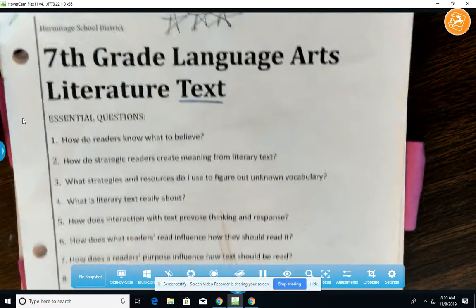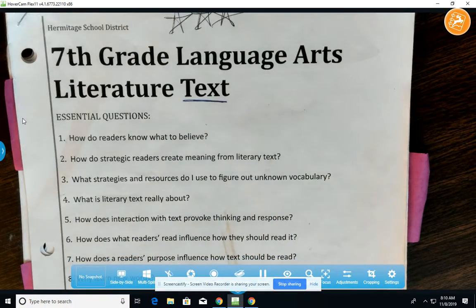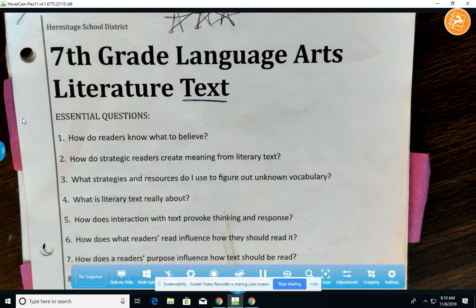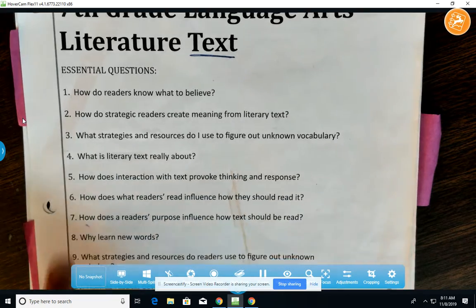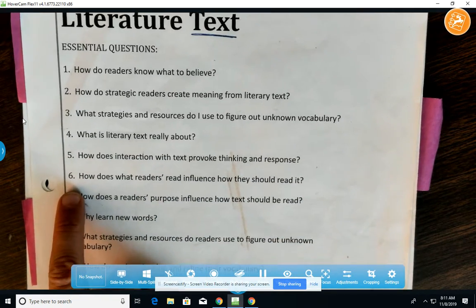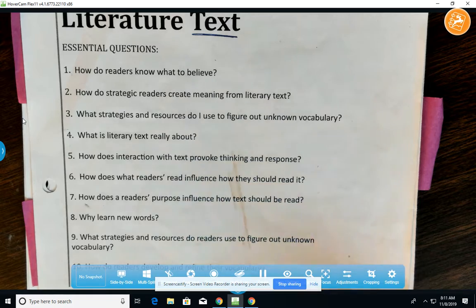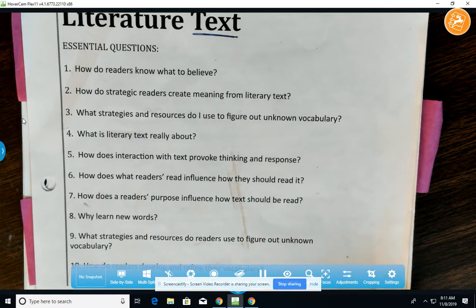Hello, today we are in the literature packet as we look at a poem for reading class. We're going to look at essential question number 1, how do readers know what to mean or what to believe? Essential question number 4, what is literary text really about? And essential question number 6, how does what readers read influence how they should read it? As we look at that, we're going to participate in 3 layers of a close reading.